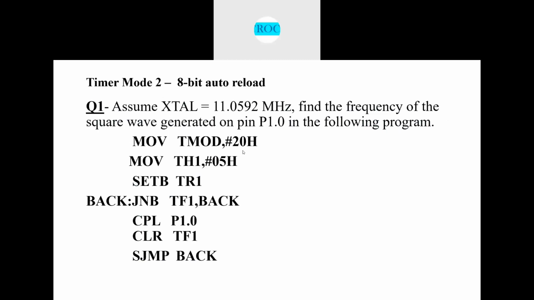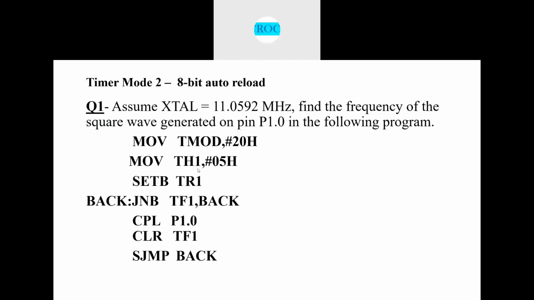Since it is 20h, the higher nibble will have the value 0010, so bit 4 is 0 and bit 5 is 1, so the M0 bit is 0 and the M1 bit is 1 for timer 1, so that timer 1 is selected to operate in mode 2 there, right?